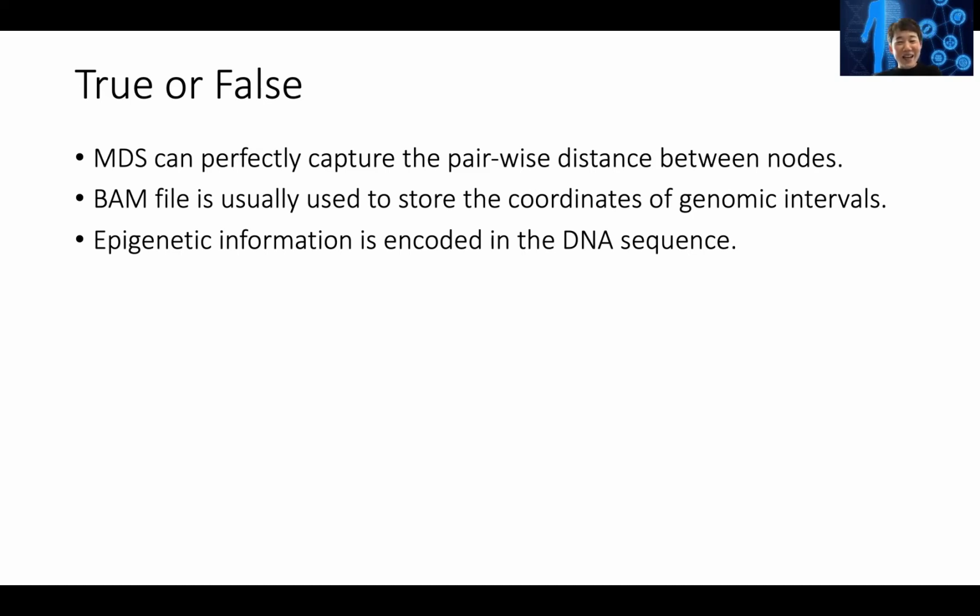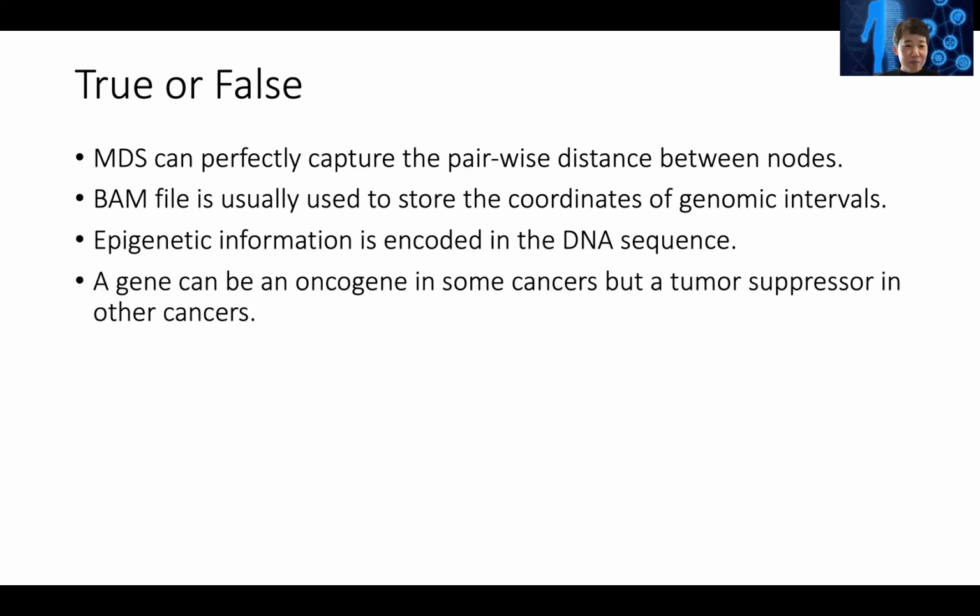Okay, this one is easier. I guess the definition of epigenetics is the inherited information not encoded in the DNA sequence. And the last one is a gene can be an oncogene in some cancers, but a tumor suppressor in other cancers. Is it true?